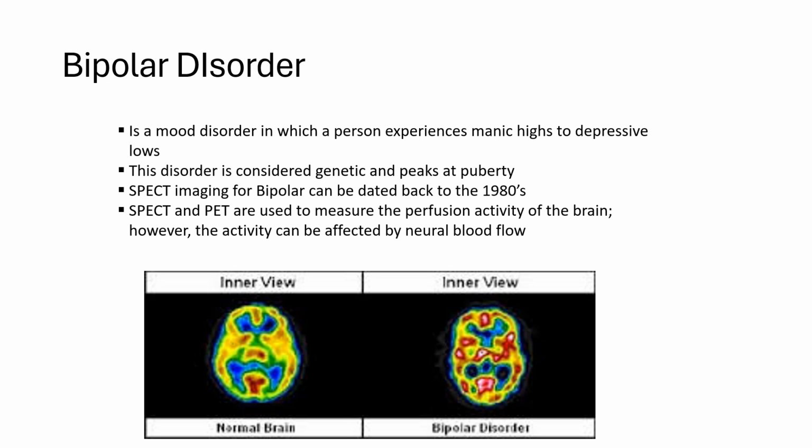SPECT imaging and PET imaging can both be done for bipolar. SPECT imaging has been done for bipolar dating back into the 1980s, but SPECT and PET are used to measure the perfusion activity in the brain. However, the activity can be affected by neural blood flow. And these are images of a PET scan that you see in a normal brain versus somebody with bipolar disorder.